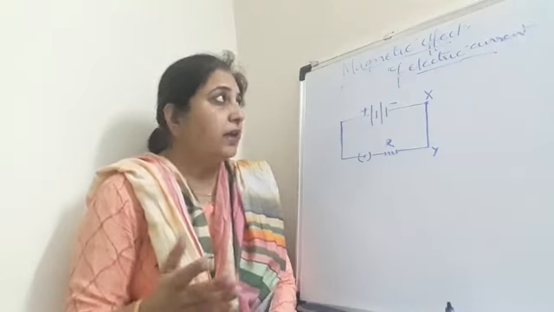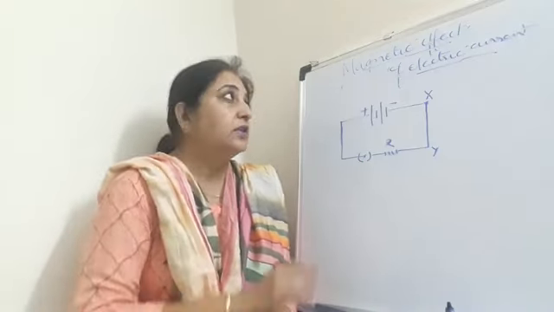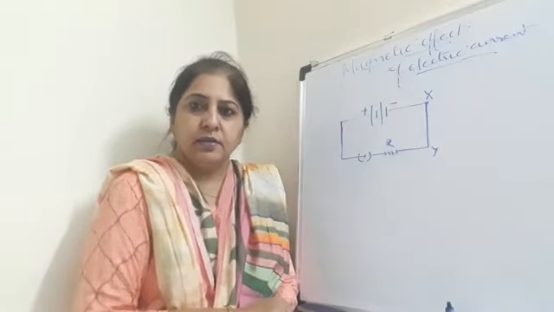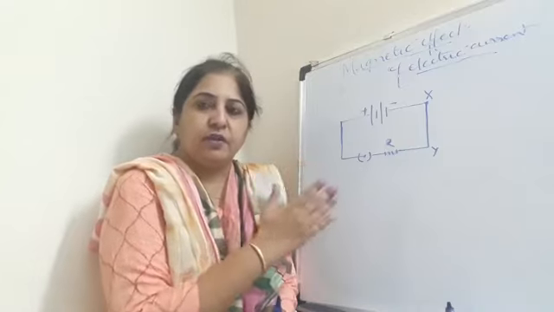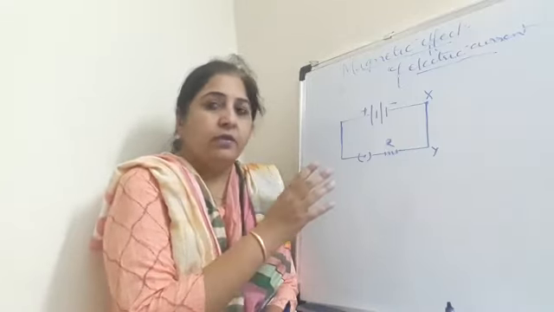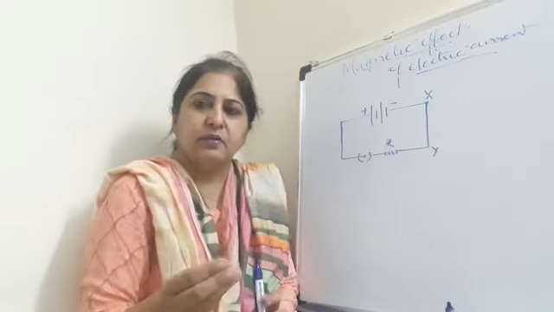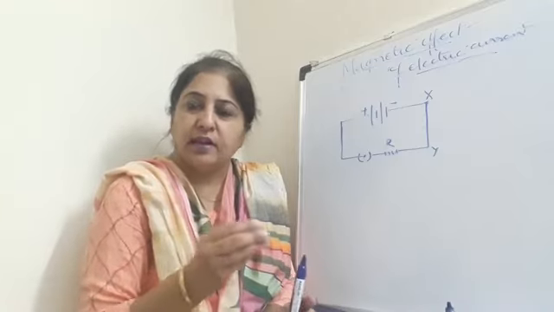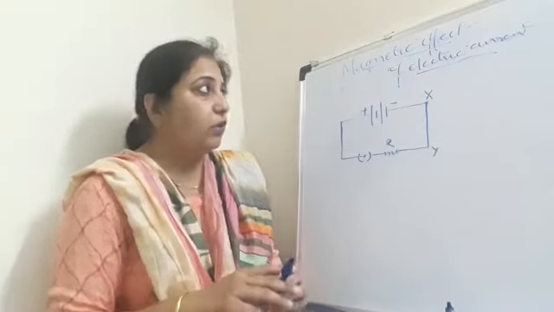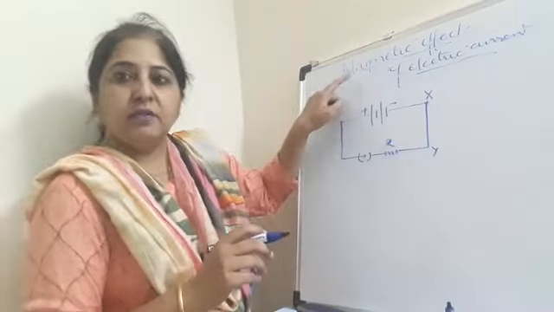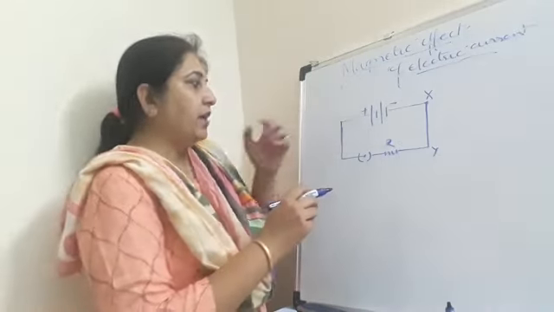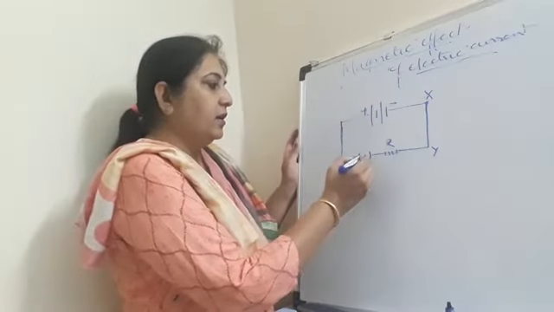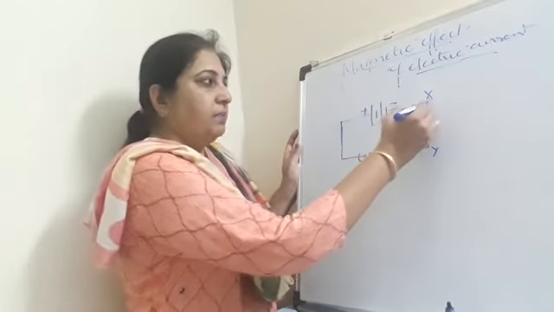Now today we are going to study about the magnetic effect of electric current, right? This is the name of your chapter also, magnetic effect of electric current. Today we know that magnetism and electricity are interlinked or connected with each other. Now I have drawn a circuit over here in which there is a battery, a key, a resistor, and this is a conductor.